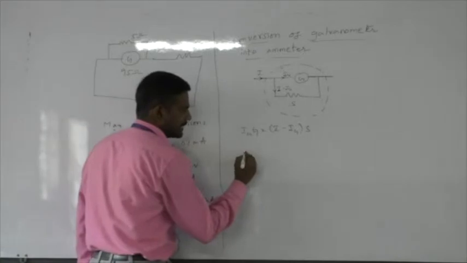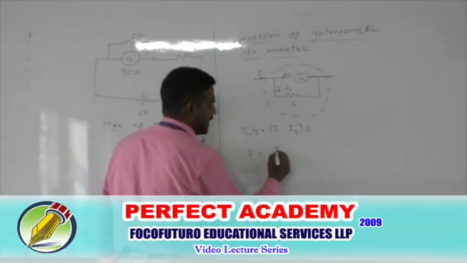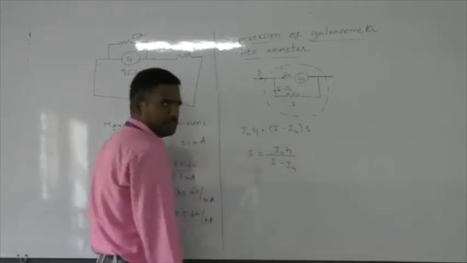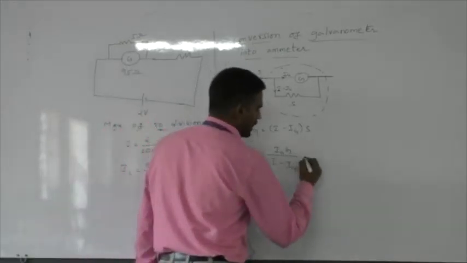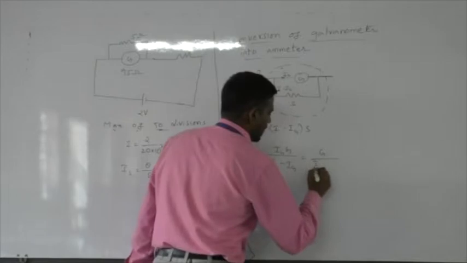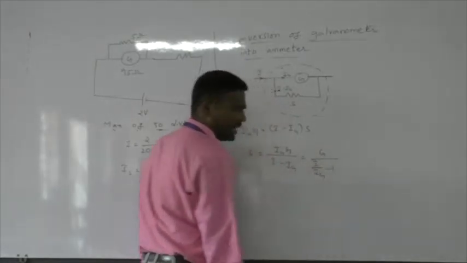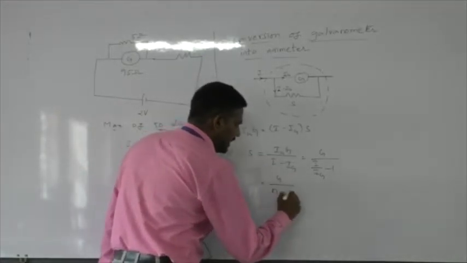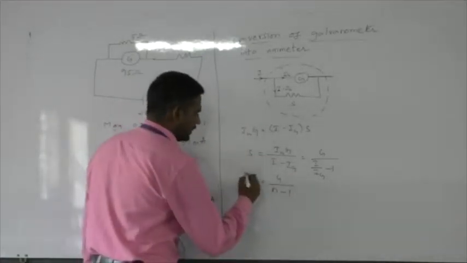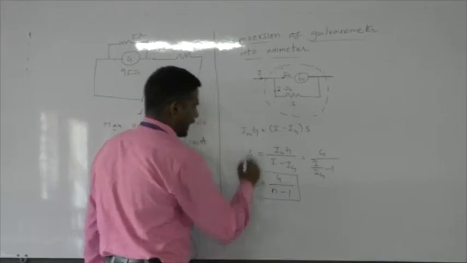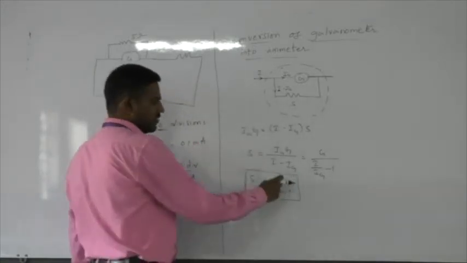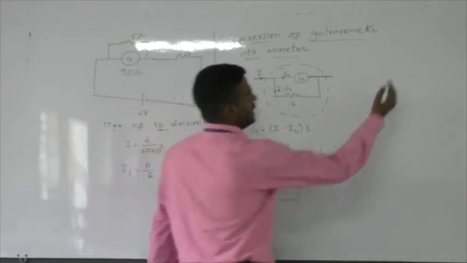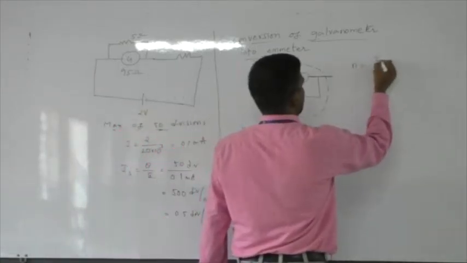Now from here, what is the formula for shunt resistance? S equals Ig into capital G divided by I minus Ig. Let me take this Ig to the denominator. What I'll get is G divided by I by Ig minus 1. Now this I by Ig is a factor which we will denote with N. So the shunt resistance to be connected is nothing but G divided by N minus 1. And here I told you N is nothing but I by Ig.